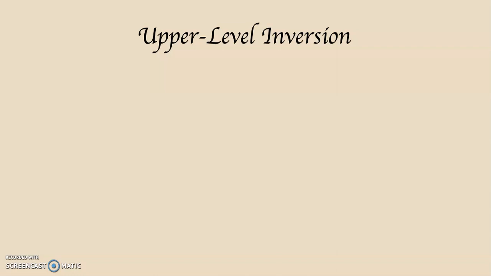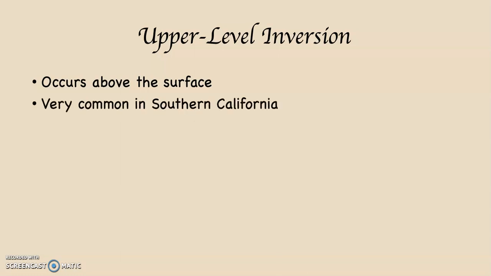The second type of inversion for our purposes is an upper level inversion. This occurs above the surface of the planet, as the name indicates. These are very common in Southern California. The conditions are ripe in Southern California to create upper level inversions. And in fact, in Southern California, we are frequently under the influence of upper level inversions.